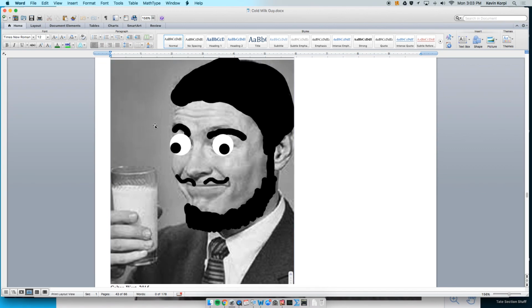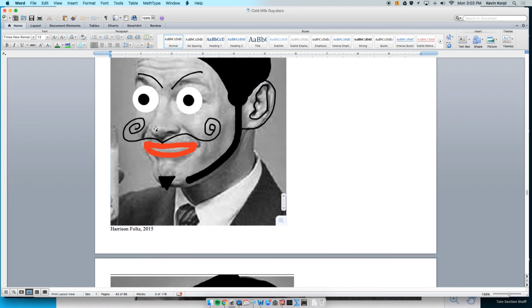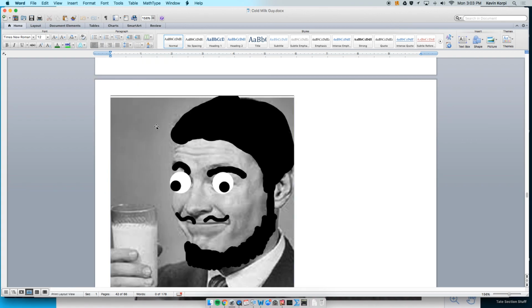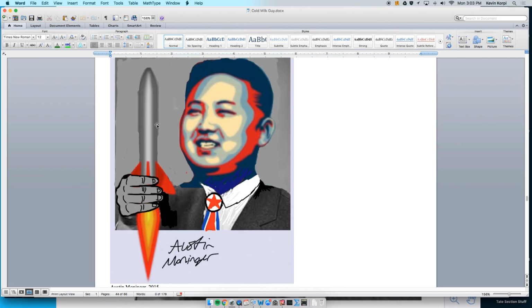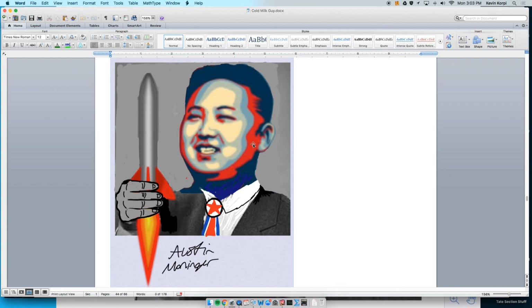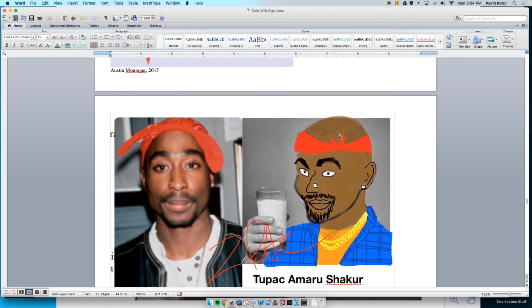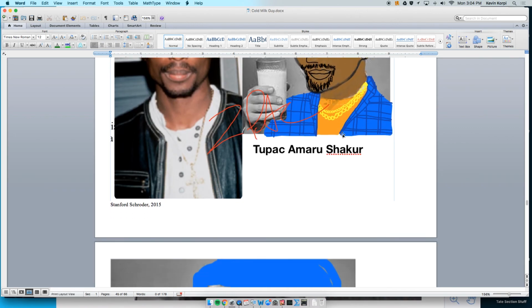Remember, as a junior, Thirsty? He stepped it up here. He literally copied Harrison, but not as well. Yeah, way to go, Colton. And then this is one of my favorites. Austin Moninger took some liberties. Yeah, you don't even really know there's a cold milk guy behind there. But he is. He's there. That's good. That's good. And then Tupac was Austin Schroeder's second effort.